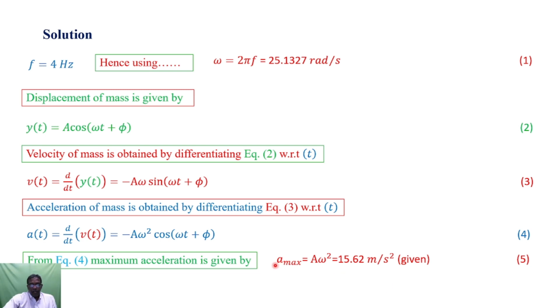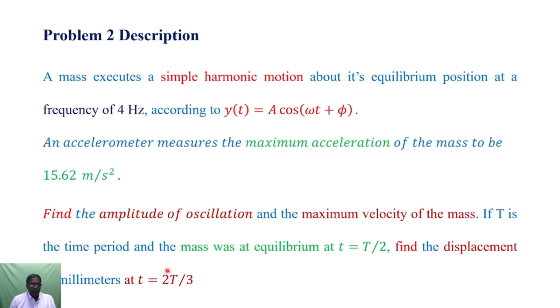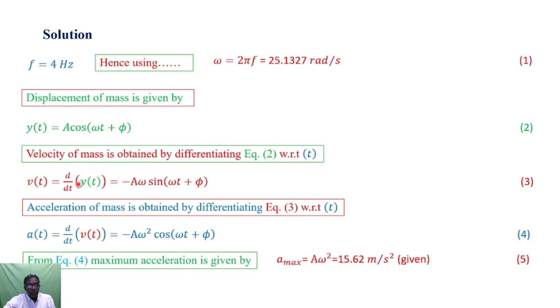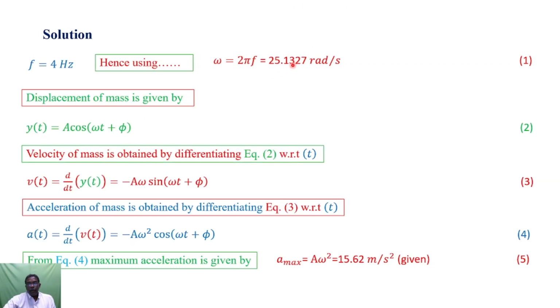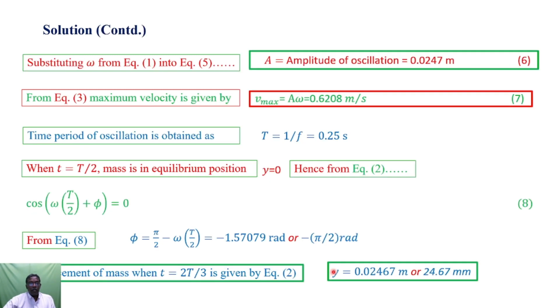The maximum acceleration is given: a omega square is equal to 15.62 meter per second square. 15.62 is the maximum acceleration given. From the maximum acceleration of the mass, we go on to find the constants a and omega. Omega is already found, that is 25.1327 radian per second, from which I can find the constant a. Substituting omega from equation 1, 25.1327 radian per second, into equation 5, I obtain the constant a, which is the amplitude of vibration or amplitude of oscillation, which is 0.0247 meter. Let us take this as equation 6.